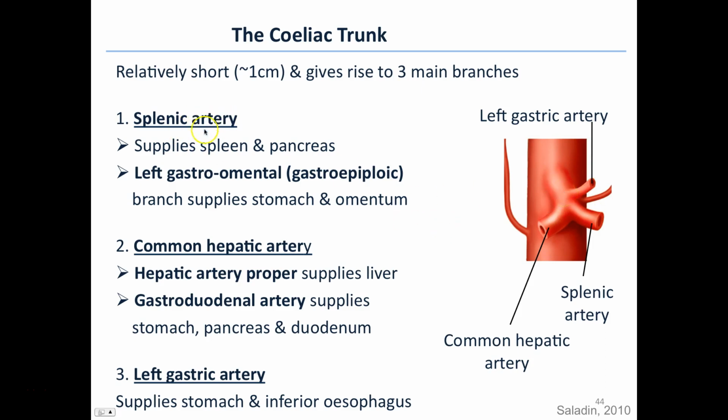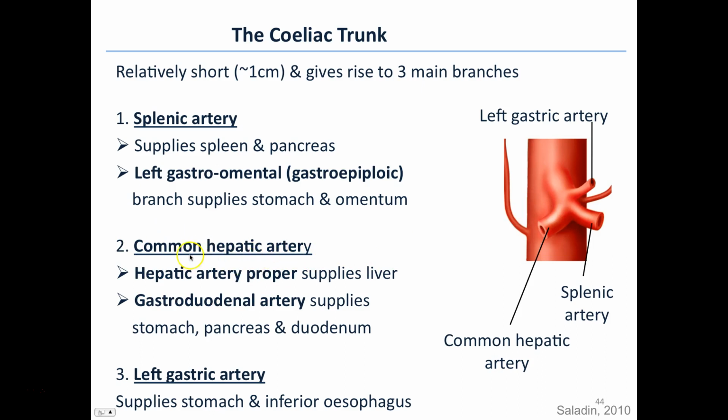The splenic artery supplies the spleen and the pancreas. It gives off a small branch called the left gastro-omental artery, otherwise known as the gastroepiploic artery. And that's a small branch that passes down around the greater curvature of the stomach to supply the stomach and part of the omentum. The common hepatic artery being the second branch.